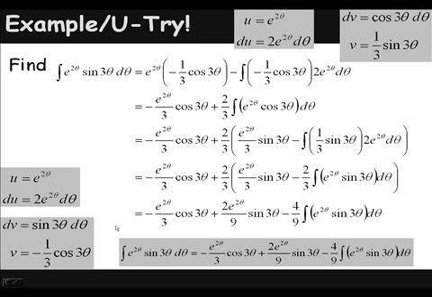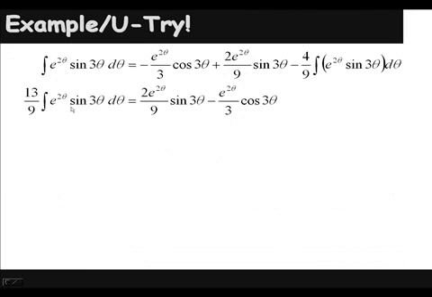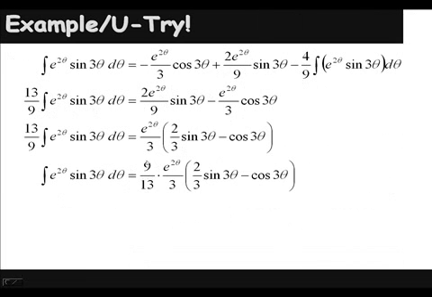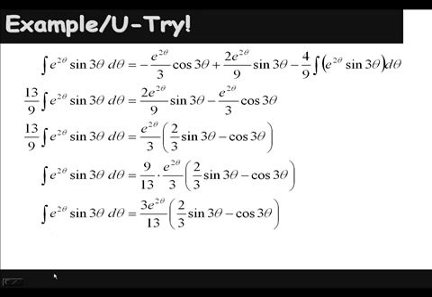I'm going to take that to the next screen. So this thing right here is equal to all this. I'm going to take this 4/9 to the other side. So I've got 9/9 of these plus 4/9 of these is 13/9 of these. And I'm trying to solve for this. This is what I want to know what it equals. So I'm going to multiply both sides by 9/13. Actually, we've factored out an e to the 2 theta. And here's our multiplying by 9/13. 9 and 3 reduces, giving me 3 over 13, e to the 2 theta times the quantity 2/3 sine 3 theta minus cosine 3 theta.